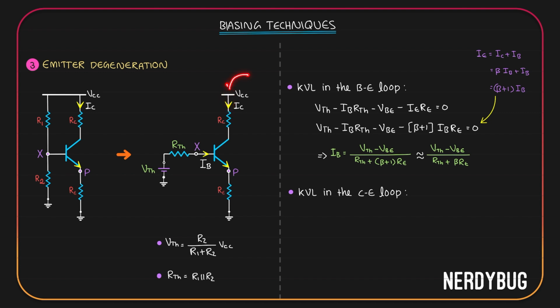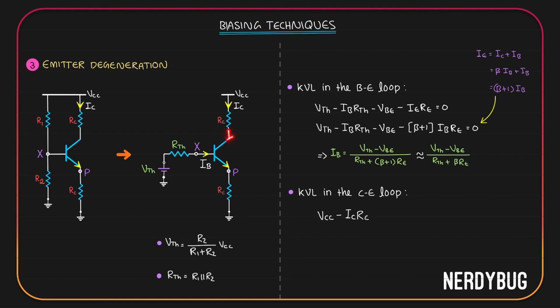First I have VCC. As I go on, I can see RC, so there is going to be some potential drop across it. Current flowing through it is IC in this direction. So RC must have positive potential here and negative potential here, which is opposite to VCC. VCC was supposed to be negative to positive like this. So I will write minus ICRC.